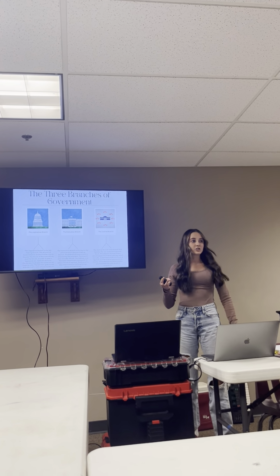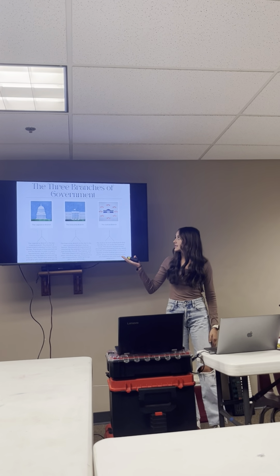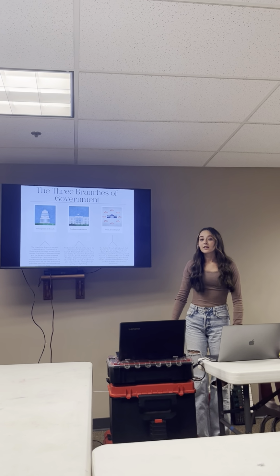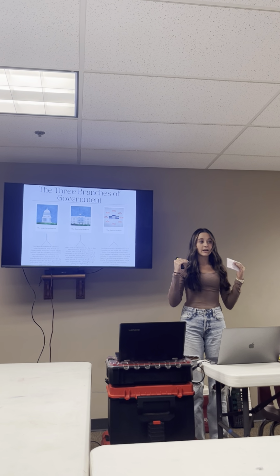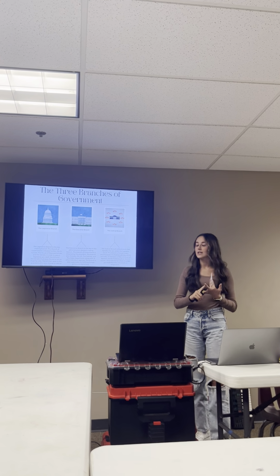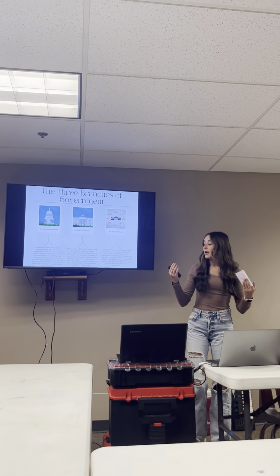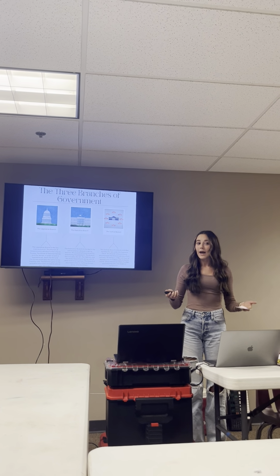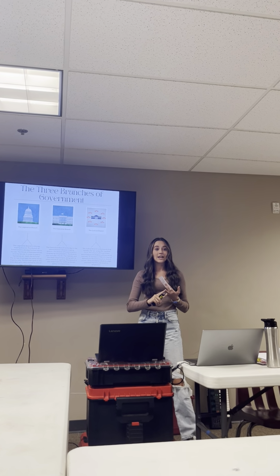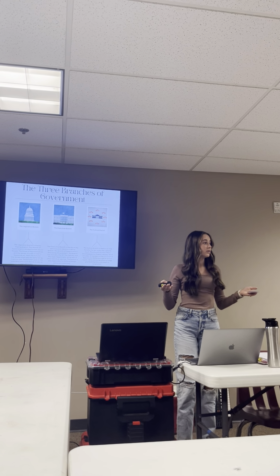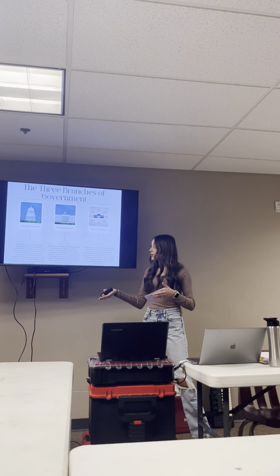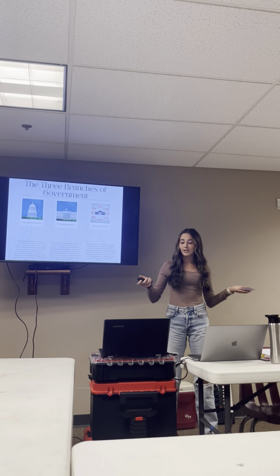We have three branches of government: the legislative branch, the executive branch, and the judicial branch. The legislative branch is the lawmaking branch. This branch is divided into two houses, the House of Representatives and the Senate. For a legislative act to be passed, both the House of Representatives and the Senate must pass the bill at the same time together by majority vote. It then goes to the president, who can either veto it or sign it into law.